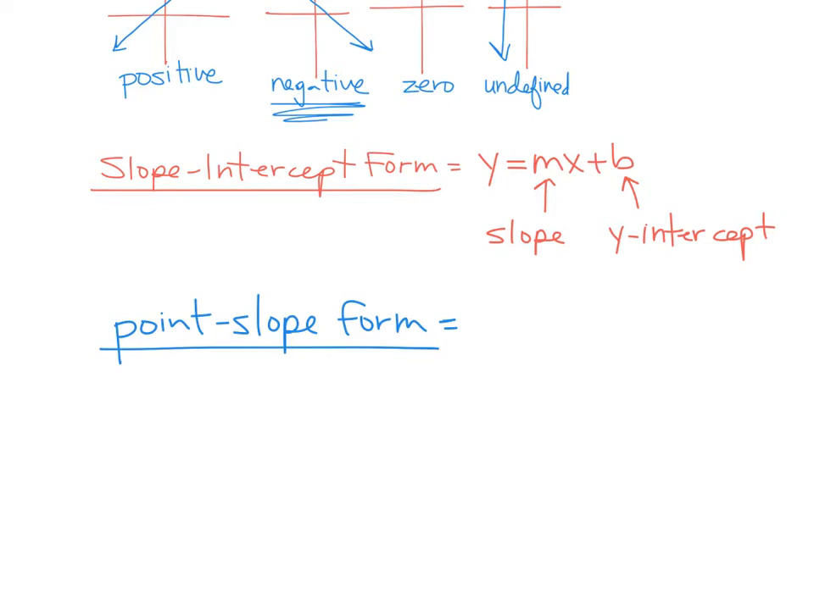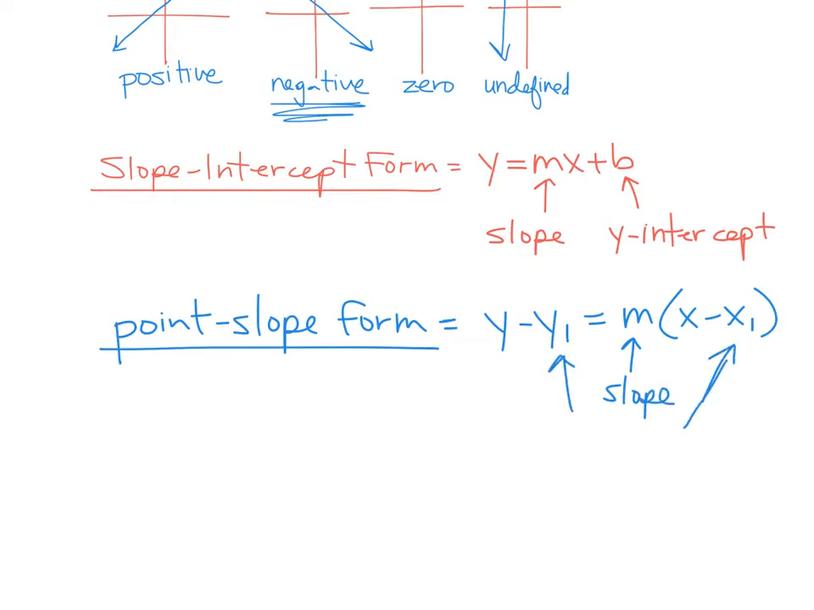Y minus y1 equals m times x minus x1, right? So this is your slope. And then you have this x1, y1, which is a coordinate that you're working with, right? So your x coordinate, your y coordinate.